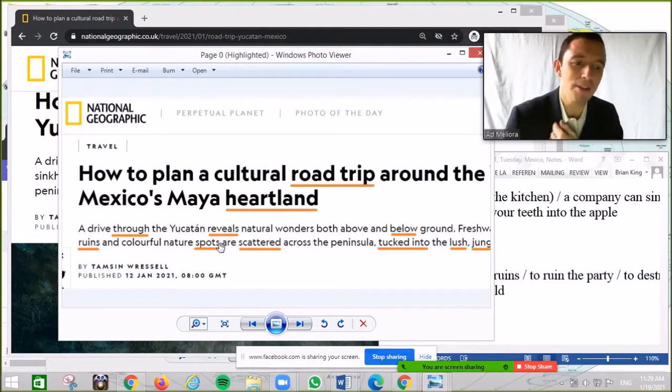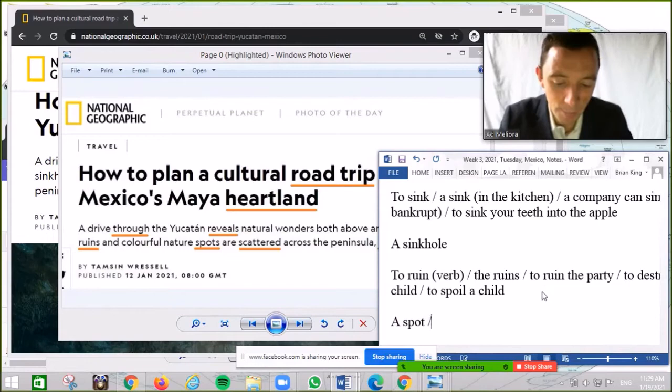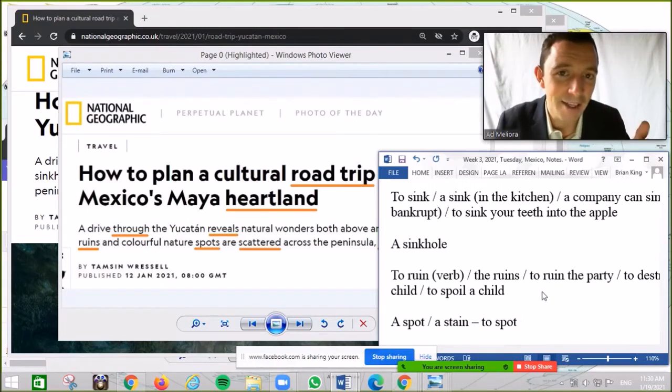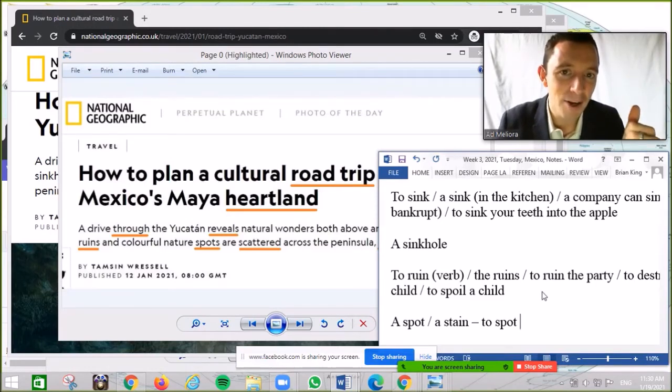And here a spot is very interesting as well, because spot is like a mancha. If you have a spot on your t-shirt, it's like a mancha, a stain in English. So there's some vocabulary here, a spot or a stain. But also it's a verb, and it's a very interesting verb, like identify. So if you are in a crowd of people and you are looking for your friend, and you look and you look and you spot your friend, you identify your friend. So it really means to identify, number one.